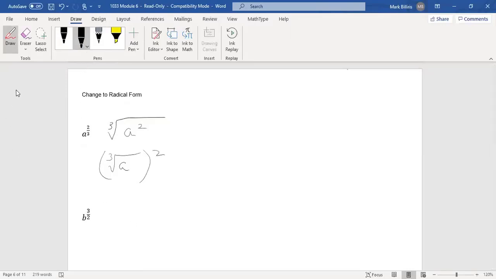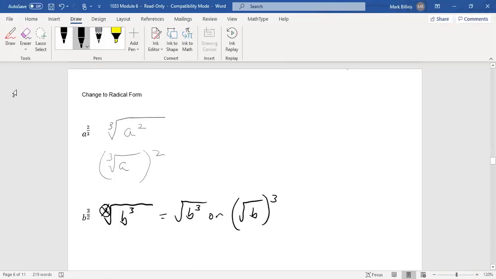So now let's look at the next example. We have b raised to the 3/2 power. So again, our index is a 2, and our base is b, and that's being raised to the 3rd power. But remember, in our answer, when we're talking about square root, we don't show the index, it's understood. So our answer to this would either be the square root of b cubed or the square root of b being cubed. So again, rational exponents are just another way to express something that's in radical form, to maybe make it easier to solve or simplify.